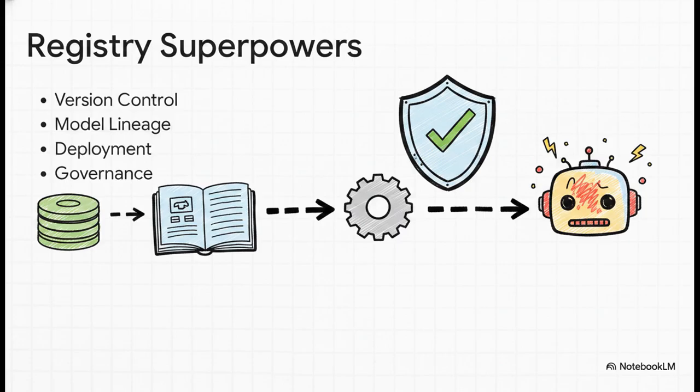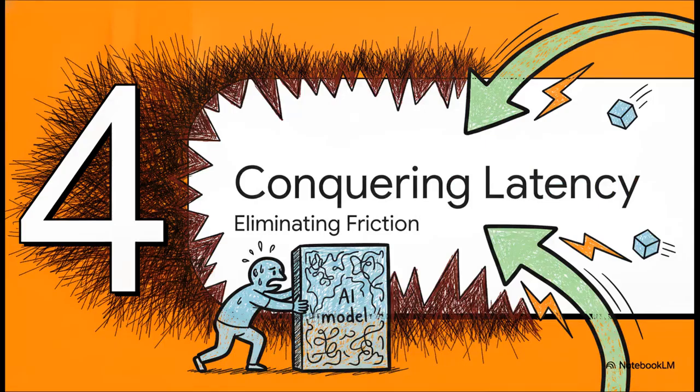And with cross-workspace access controls, you guarantee that only authorized folks can push a model from staging to production. It's an auditor's dream for sure. Which brings us to the friction phase in Section 4, conquering AI serving latency, eliminating the friction.